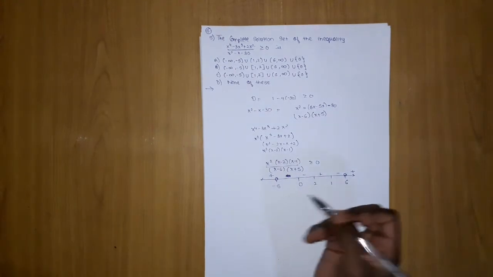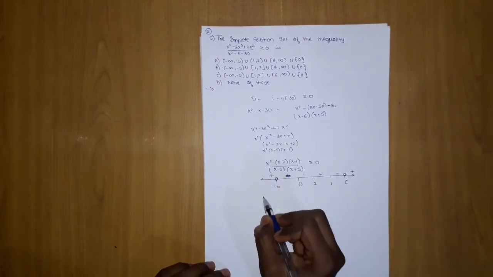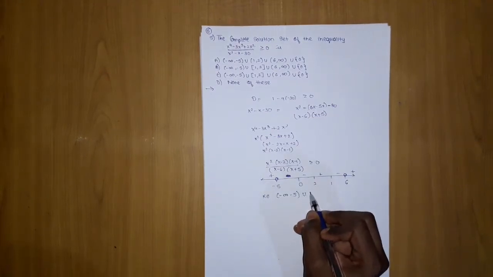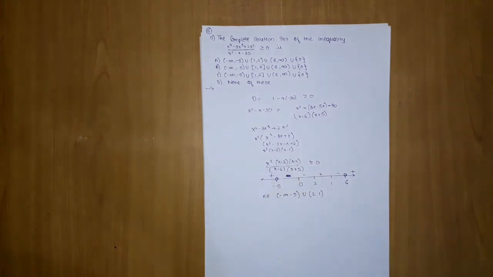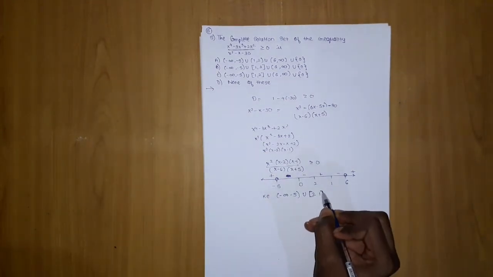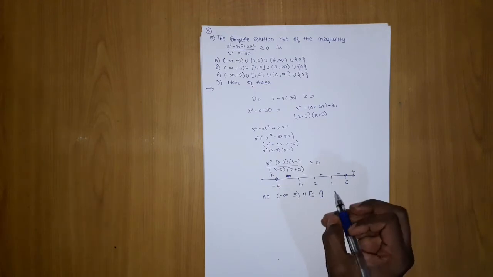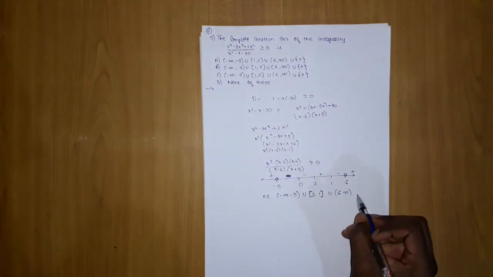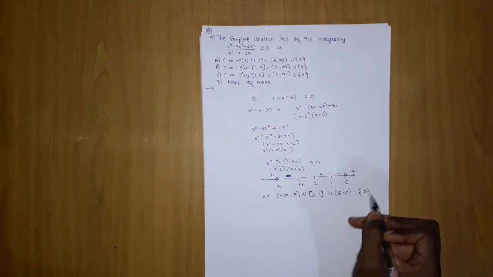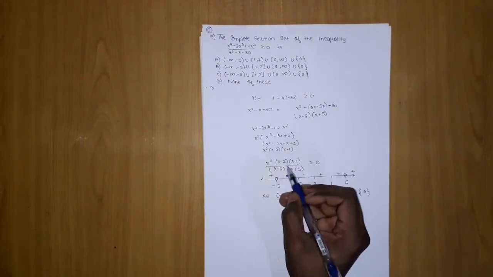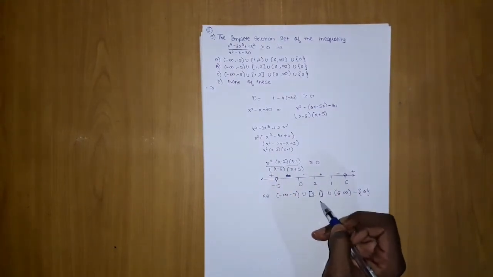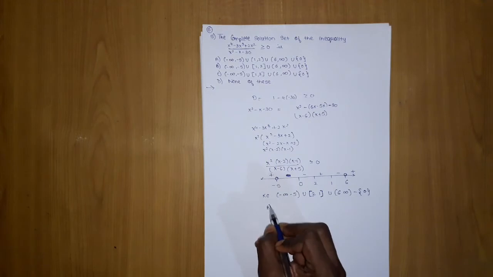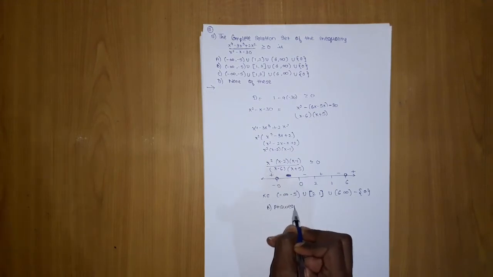So now let's collect our answer. x belongs to minus infinity to minus 5, which is not included, union 1 to 2, both should be included, and union 6 to infinity. There will also be 0, because when we place 0 it will be equal to 0. When we place 1 and 2 it will also be 0, so we will include such points. And which option is this? B is the answer.